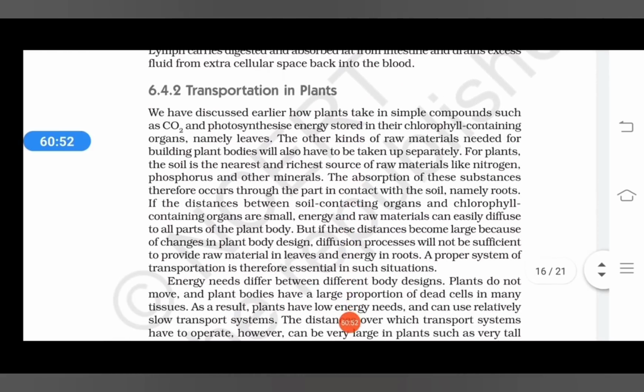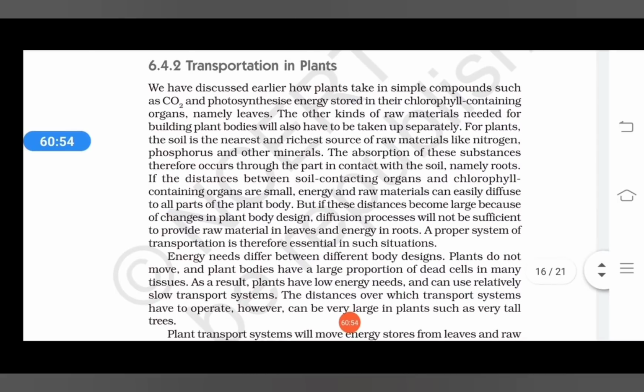Now we saw how transportation takes place in humans. Next, how transportation in plants takes place. We have discussed earlier how plants take in simple compounds such as carbon dioxide, and how photosynthetic energy is stored in their chlorophyll-containing organs, namely leaves. So it is the leaves which contain energy.